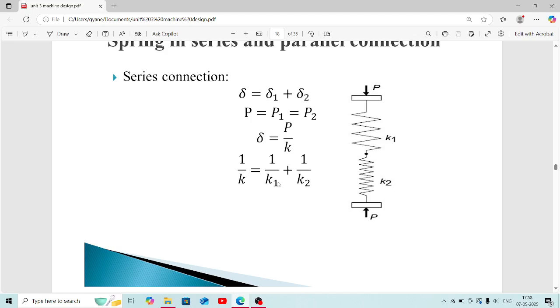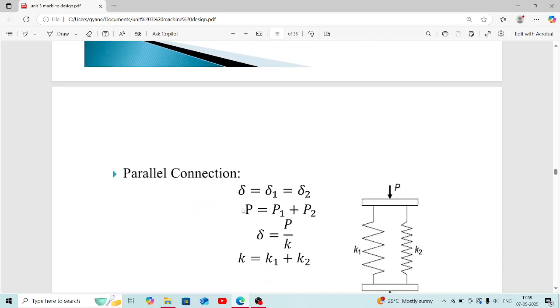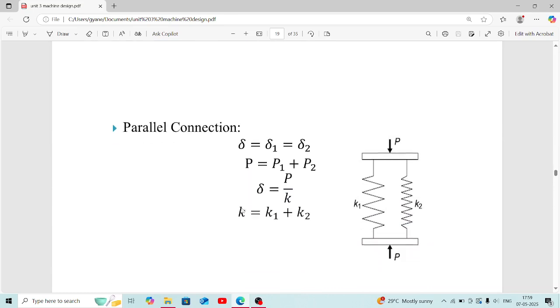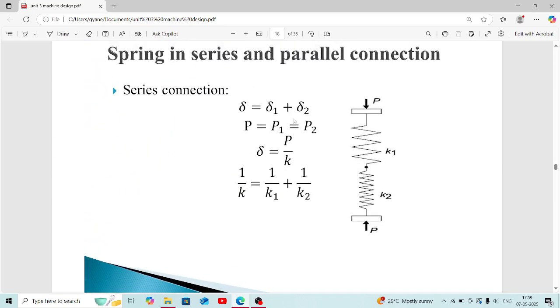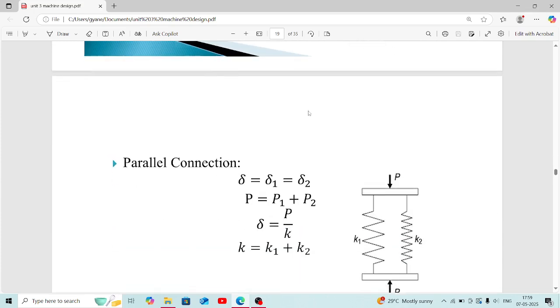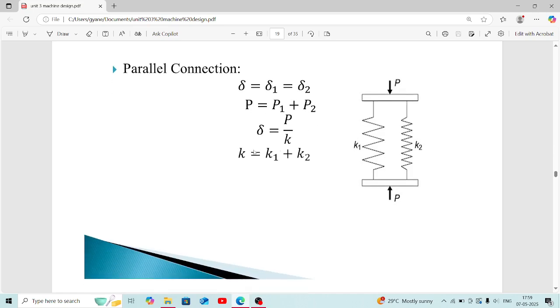And the spring constant, this is k, the stiffness of the spring, and the springs are arranged in this manner. Similarly, if the connection is parallel, then the deflections are the same but the loads are different, whereas in series the load is equal and the deflections are different. So in parallel the stiffness is obtained by adding the individual stiffnesses.